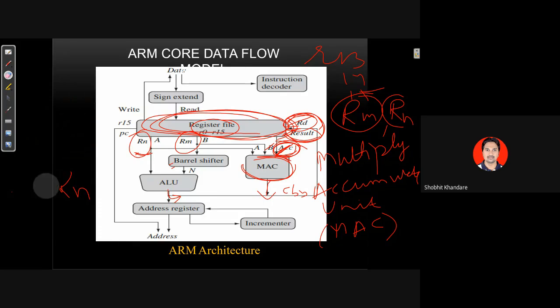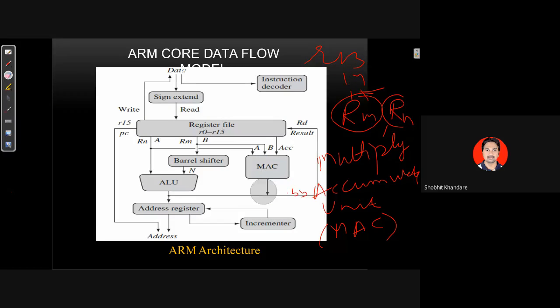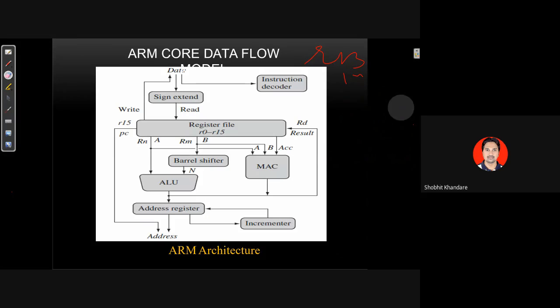Okay, so I hope you have understood the parallel shifter, you have understood the ALU, you have understood the MAC, you have understood the RM, you have understood the RN, you have understood the RD, you have understood A bus, you have understood B bus, and you have understood C bus. Okay, so we will proceed further.